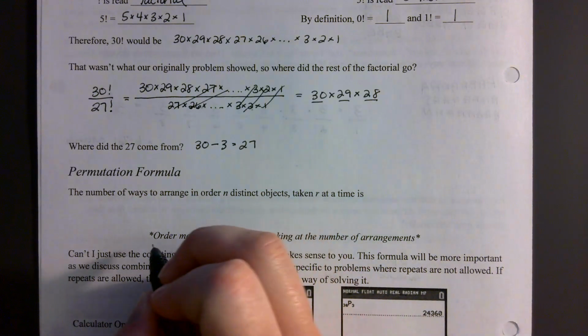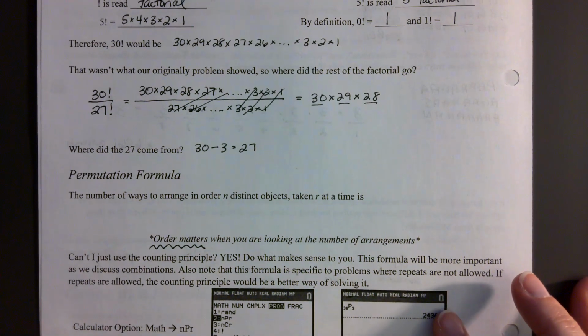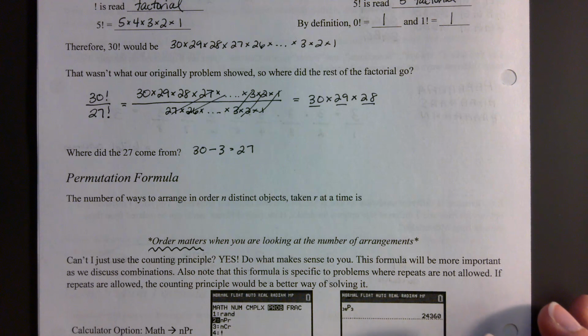But just make sure that order matters when you're looking at the number of arrangements. You're going to have a lot of different arrangements because your order matters, meaning that repeats are going to be allowed inside here, meaning that you can get first place in many different ways. Just keep that in mind.